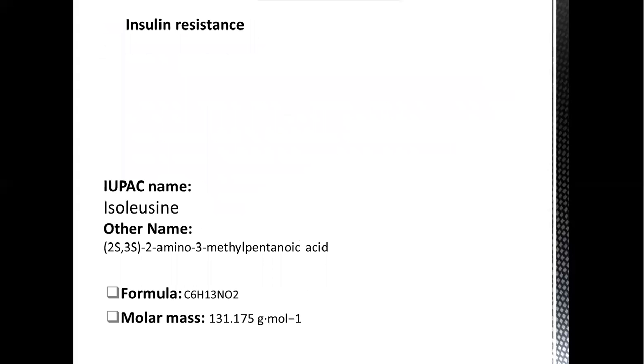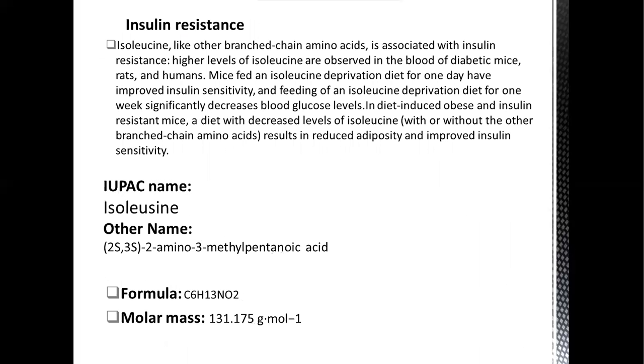Next is the property: insulin resistant. Like other amino acids, isoleucine is also insulin resistant. High levels of isoleucine are observed in the blood of diabetic mice, rats, and humans. This shows that humans or other organisms suffering from diabetes have a high level of isoleucine in their blood.